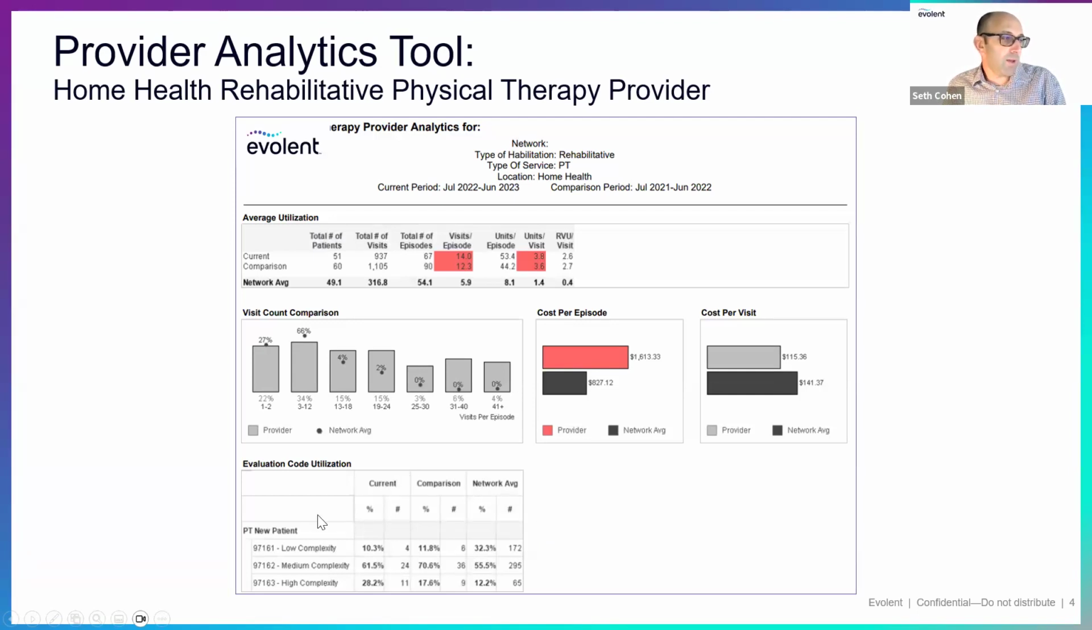Now, back in 2017, we were looking at using the evaluation codes as Medicare was and potentially looking at reimbursement. We actually use it for a little bit different factor right now. We look at the complexity of the evaluations and try to compare it to this visit count comparison. We have a number of providers that you'll see most of their patients fall under that low complexity. But then you go up to the top and you look at the visits per episode and they're well above the network average. And you're going, well, why is that the case? You're seeing a patient that you're identifying as having few comorbidities, relatively simple, and yet your visits per episode are significantly higher than the network average. It's just a question to ask and try and learn a little bit more.